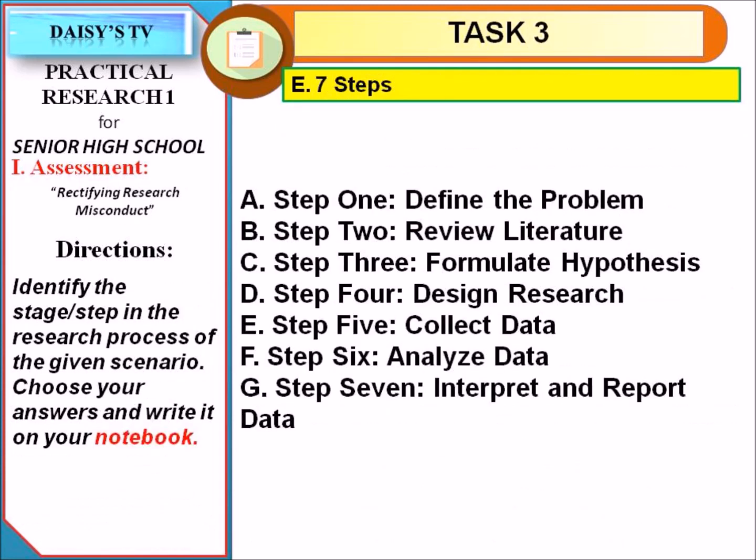Under Task 3E, 7 Steps. Directions: identify the stage or step in the research process of the given scenario. Choose your answer and write it on your notebook. A. Step 1, define the problem. B. Step 2, review literature. C. Step 3, formulate hypothesis. D. Step 4, design research. E. Step 5, collect data. F. Step 6, analyze data. And G. Step 7, interpret and report data.